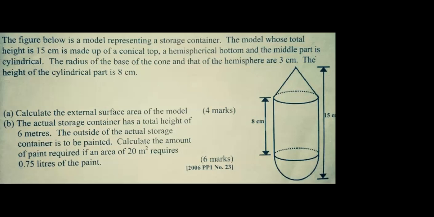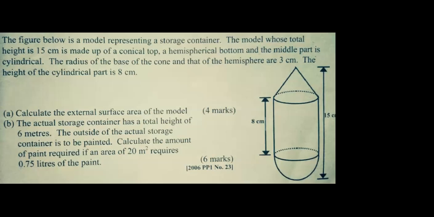Because area scale factor is equal to linear scale factor squared, you will do 15, which is the height of the model, all over 600, which is the height. You take that 6 meters, multiply by 100, it will be 600 centimeters. So it will be 15 all over 600. When you divide, it will be 1 all over 40. And because area scale factor is equal to linear scale factor squared, you square 1 over 40 and you'll get 1 all over 1,600.